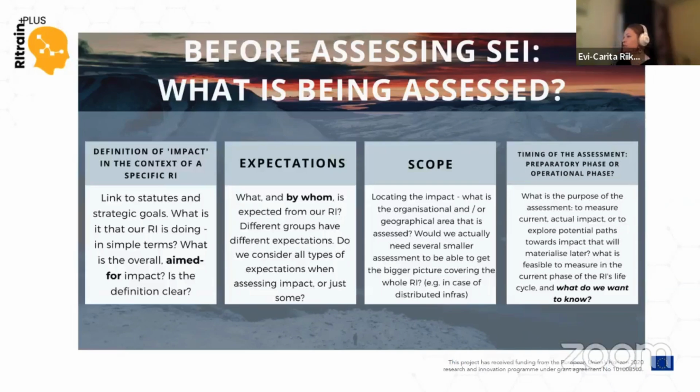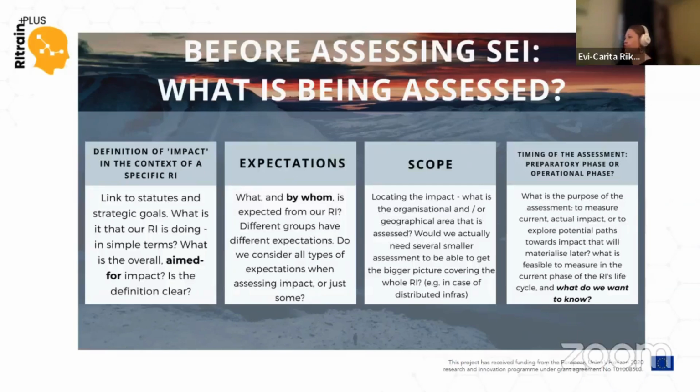So what is considered when we assess impact? Do we consider all of them, all of their expectations, or just some? And if you only consider some, we should somehow make it transparent that we are assessing this to be able to show this. And in this assessment, for example, we are not focusing on some other aspects.